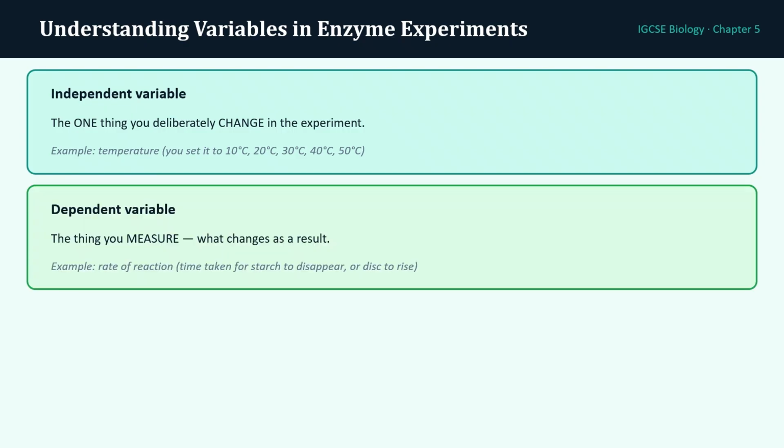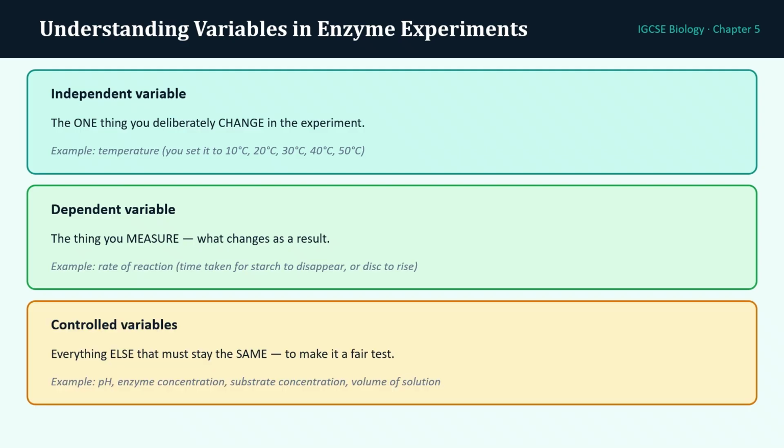The second is the dependent variable. This is the thing you measure, what changes as a result of your independent variable. In enzyme experiments, this is usually the rate of reaction, measured by how quickly a color changes or how long it takes for starch to disappear. So basically, the change you observe as a result of your independent variable is your dependent variable.